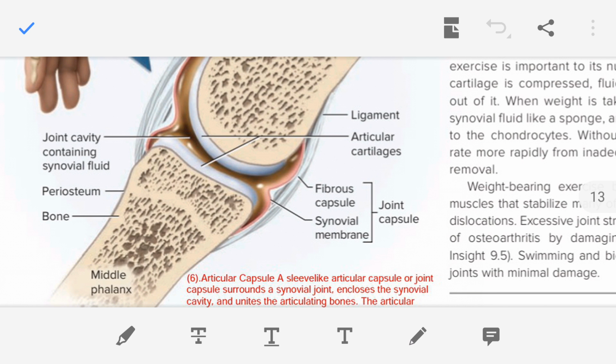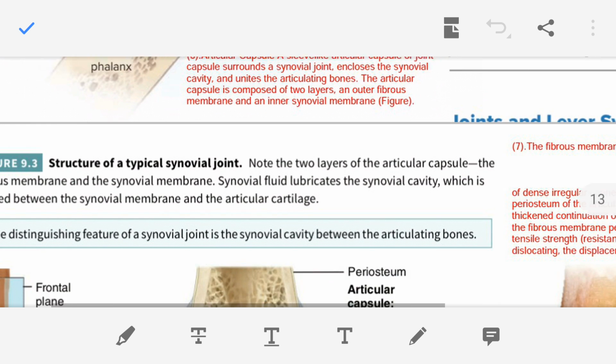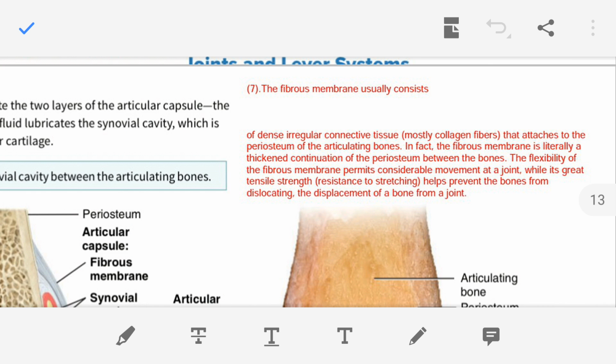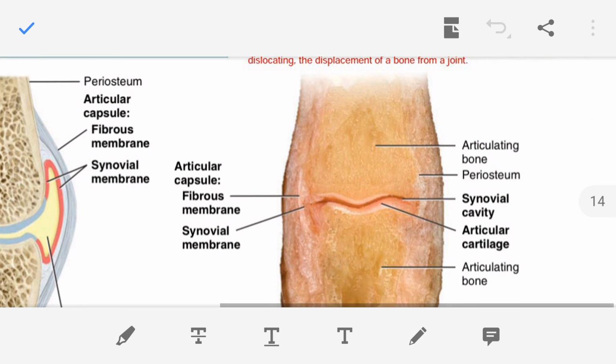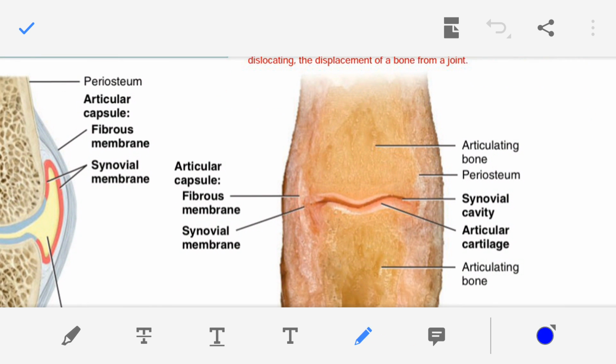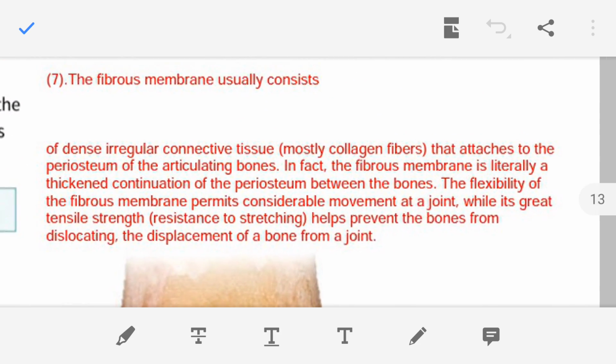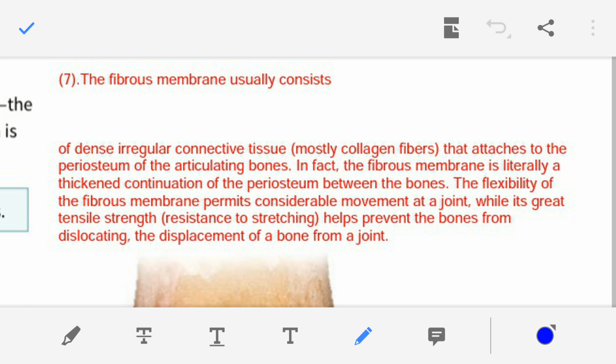Now moving on to the seventh point of our discussion. Now in the seventh point we are going to discuss the fibrous membrane. This is the fibrous membrane and this one is the periosteum. So in the seventh point there are two terms: fibrous membrane, periosteum.